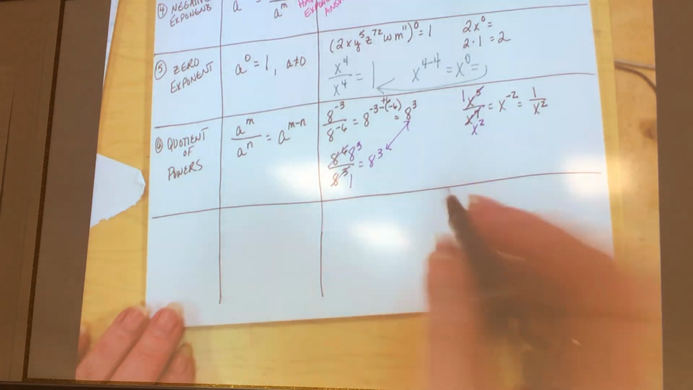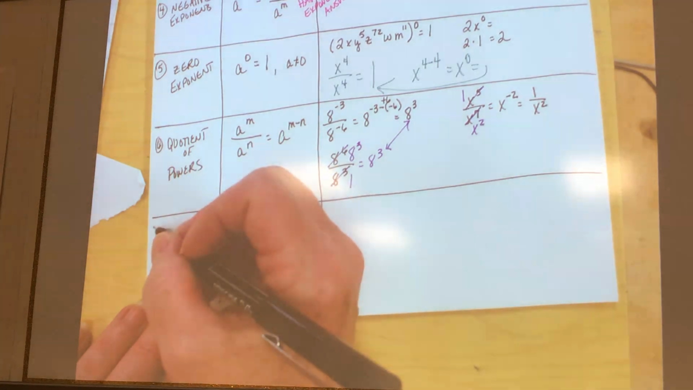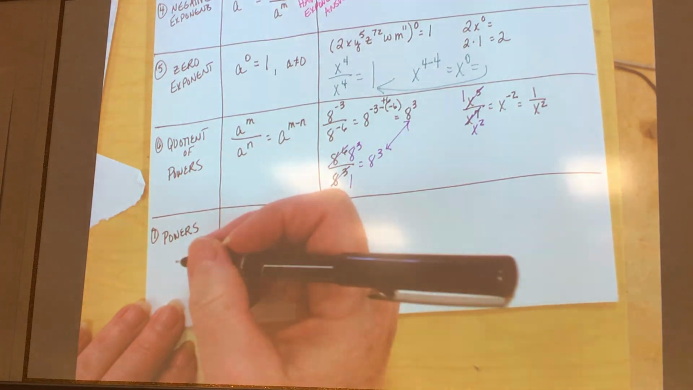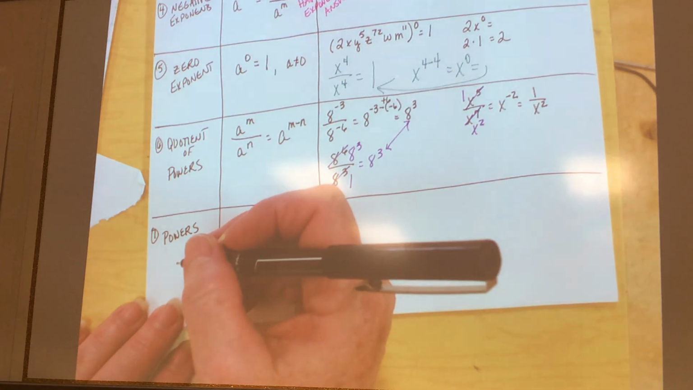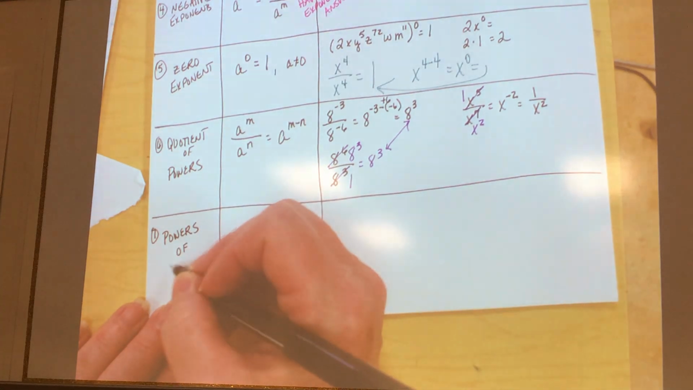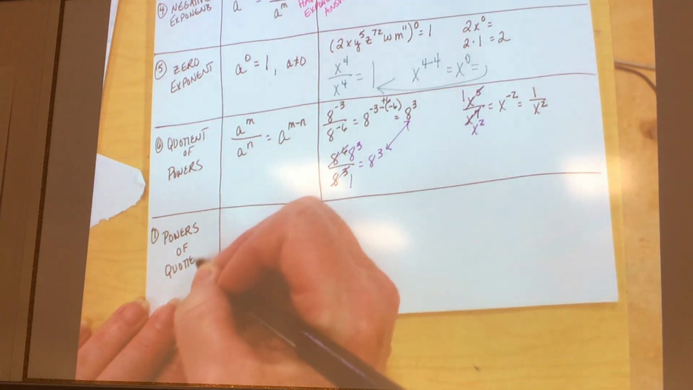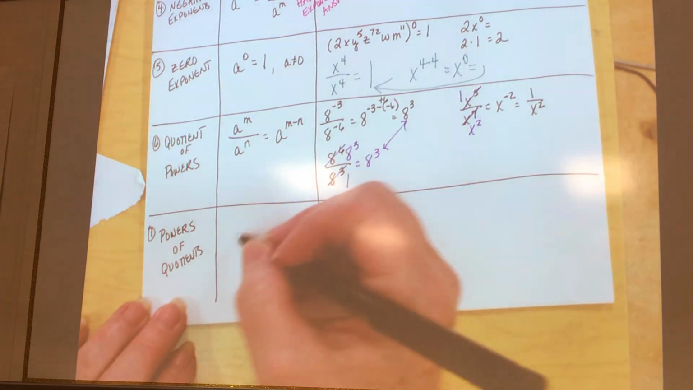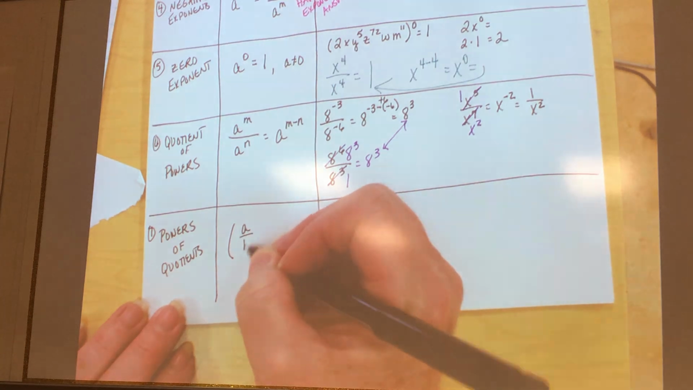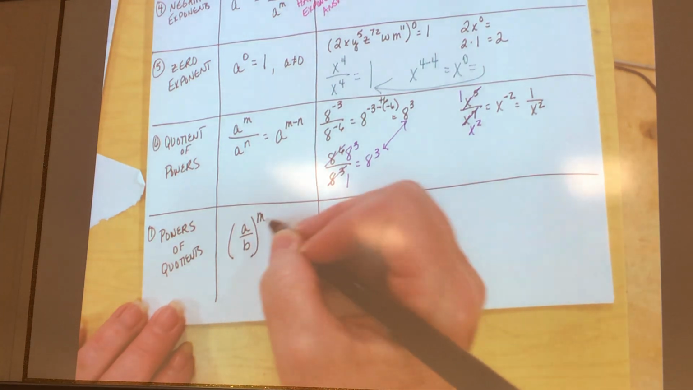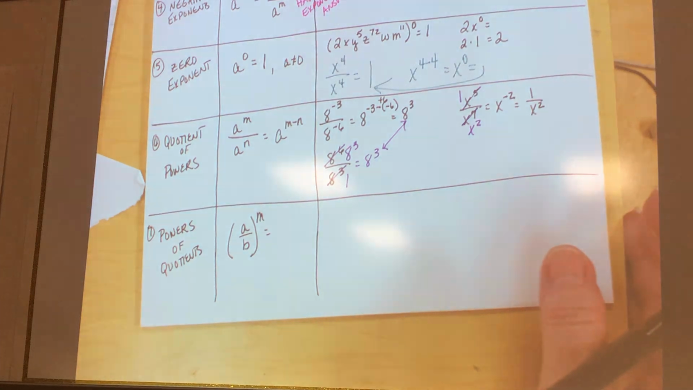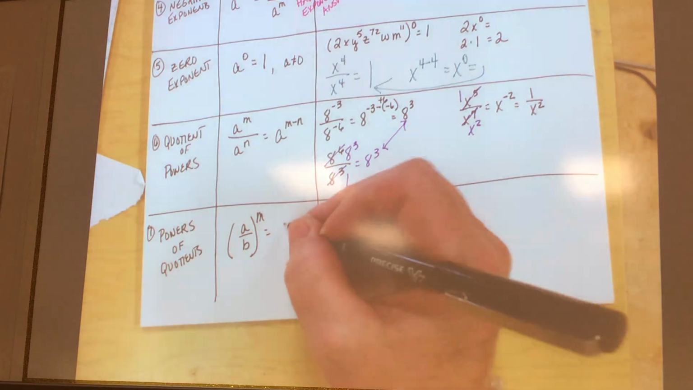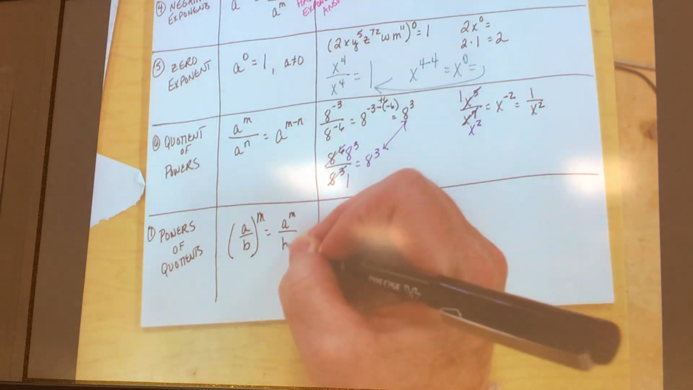Okay, so what is the last one? Powers of quotients. It's like this guy backwards. Powers of quotients. Okay, so this means I'm going to have a quotient, A over B, something that's divided, and I'm going to raise it to a power. It's still going to be your logical thing to do. Everything in parentheses gets raised to that power. A to the m over B to the m.